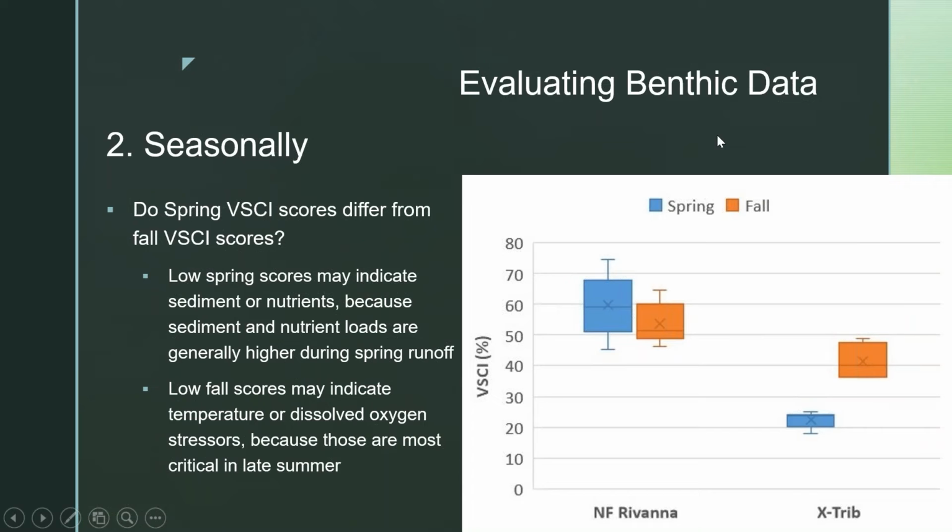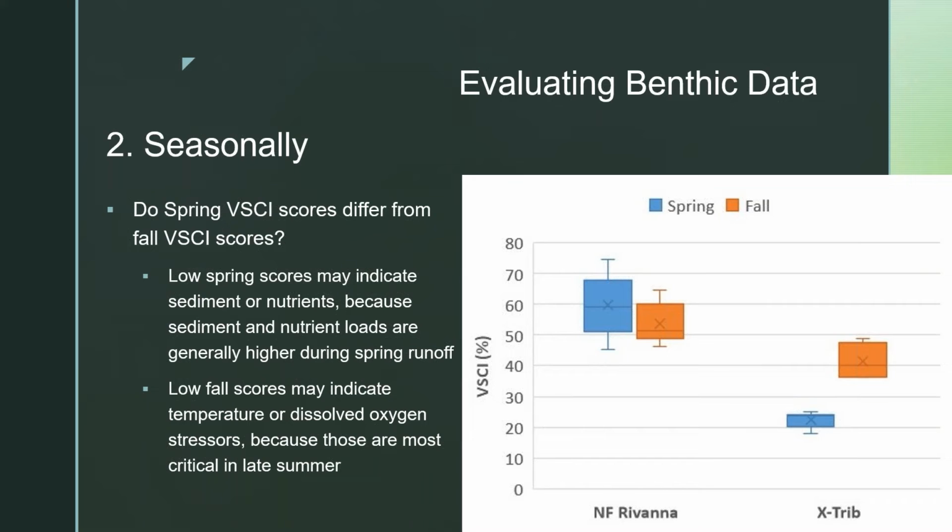We talked about this before, I think, during one of the questions, and this is the seasonality of benthic data. Usually, our benthic data is collected in the spring and in the fall. And if we compare those spring and fall values, do we see significant differences?